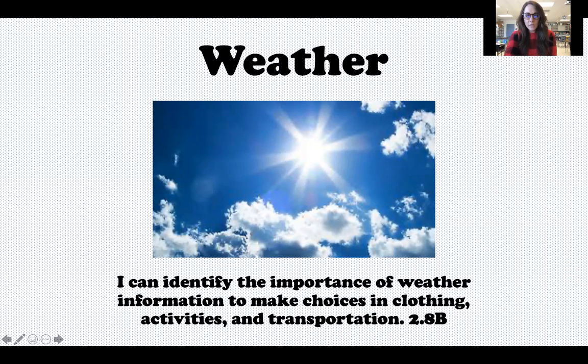So, your target says I can identify the importance of weather information to make choices in clothing, activities, and transportation. So we are talking about how we can use the information about the weather to decide what types of clothes we should wear that day, what types of things it would be safe to do that day, and how it would be safe to travel. That's what transportation means. So let's go ahead and get started.